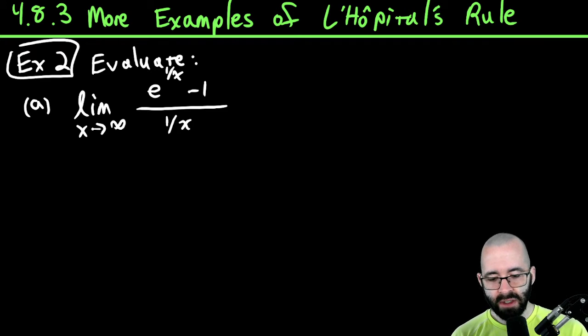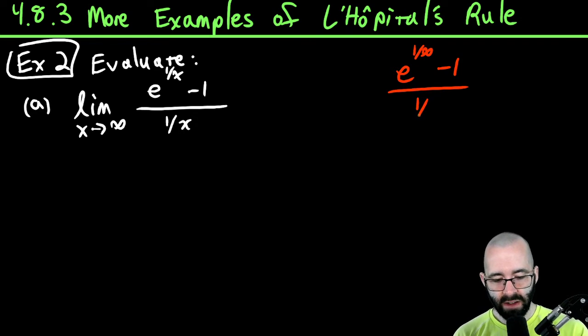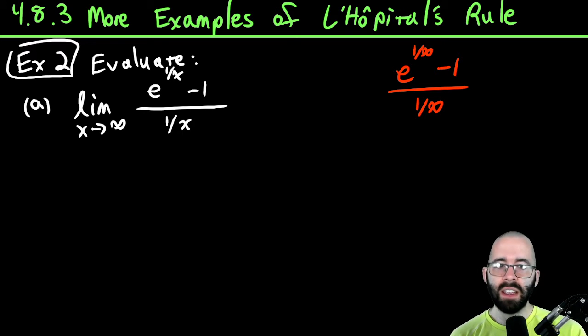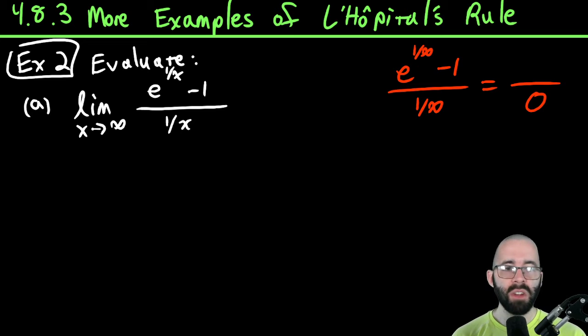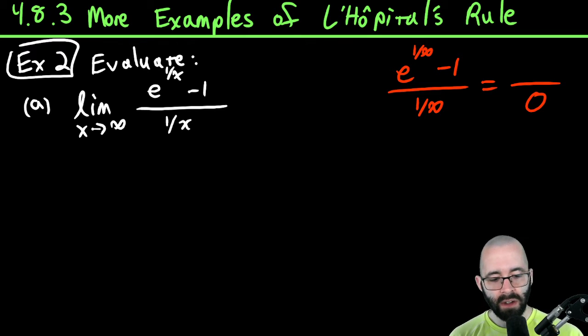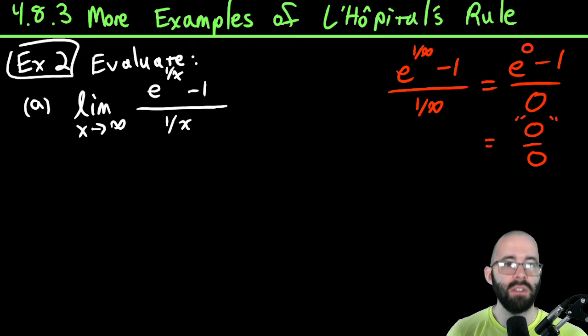So let's try to use direct substitution. If we tried to use direct substitution, it's a little weird since it's infinity, but we'd have something like this. And again, we haven't talked too much about direct substitution for infinity, but think about it. Let's look at the denominator. 1 divided by an infinitely big number should be 0. 1 divided by the biggest number you can think of should practically be 0. And that's the same for the top as well. E to the 0 is 1. So this is one of those indeterminate forms, 0 over 0.